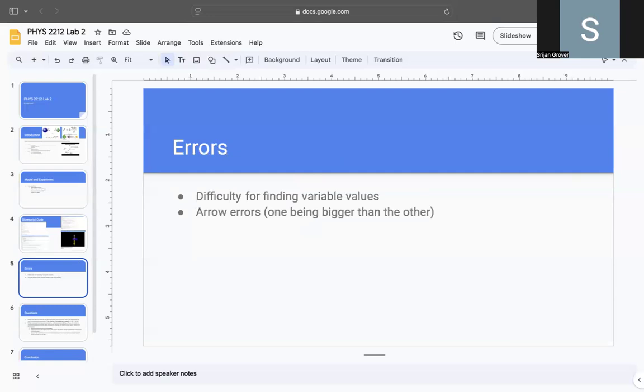The errors of this experiment are difficulty finding variable values, which is why the force of gravity and the electric force are different values. And there are also some errors, with one of the errors being bigger than the other.